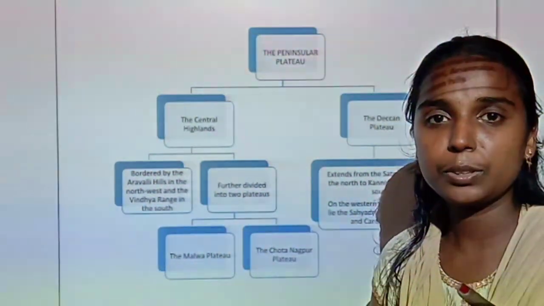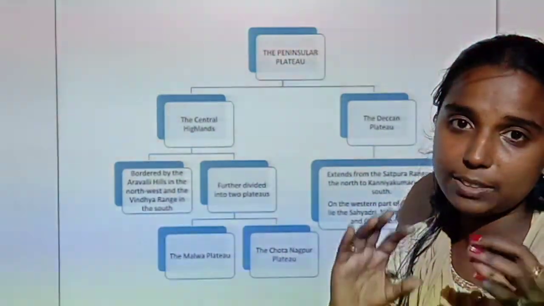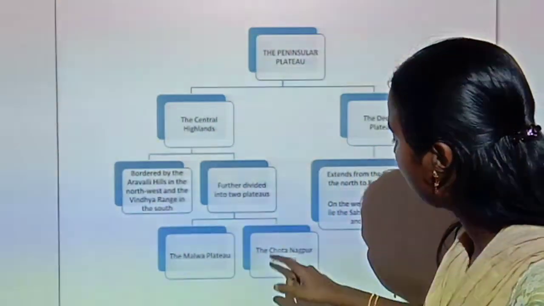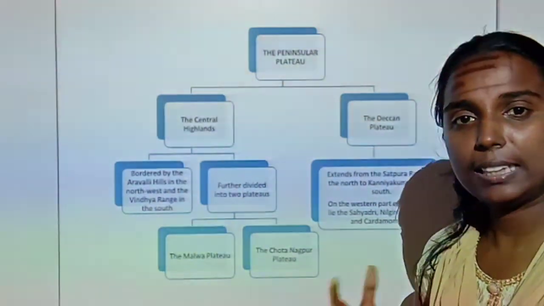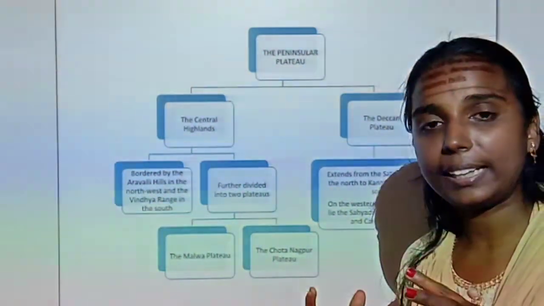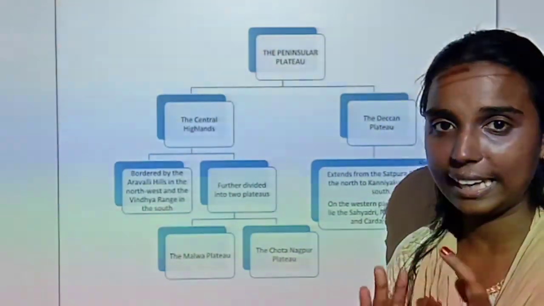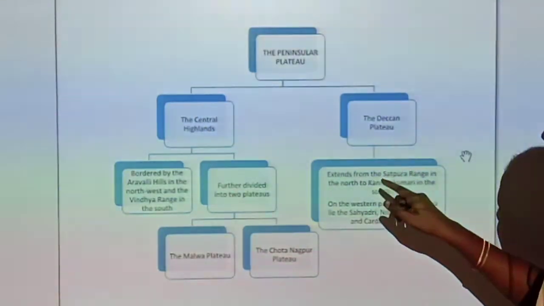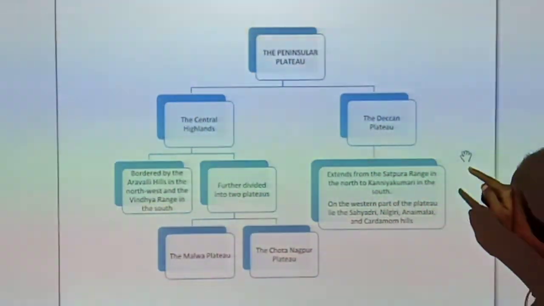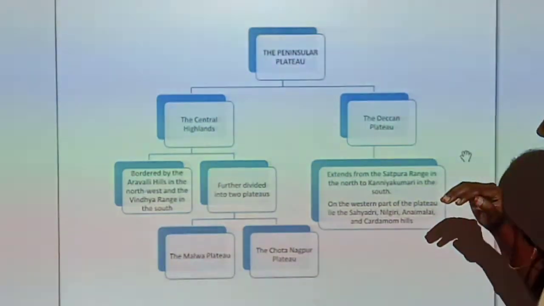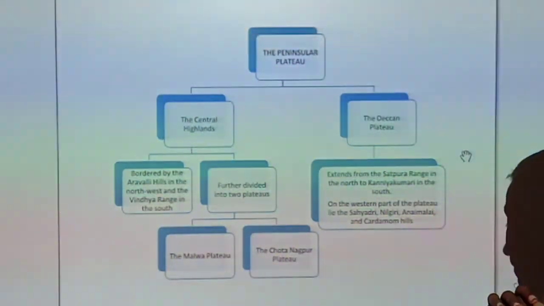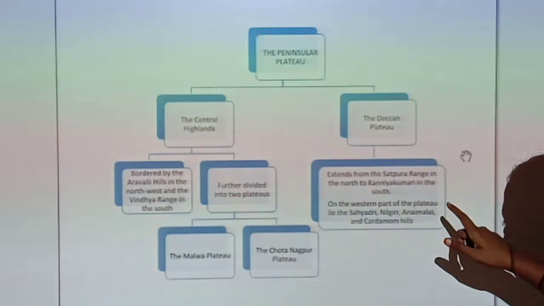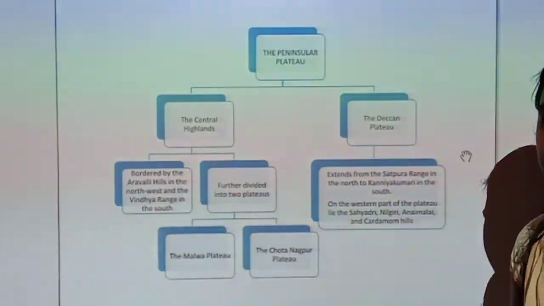Yes, now how will be the climate in the Malwa Plateau? It will be moderate to very hot, right? And how will be the climate in the Chota Nagpur Plateau? In summer, it will be very hot, whereas the winter season and the monsoon season are enjoyable. Right, very good. Yes, now what about the Deccan Plateau? It extends from the Satpura range in the north to Kanyakumari in the south. On the western part of the plateau lie the Sahyadri, Nilgiri, Anamudi and Cardamom hills. So we know, right?